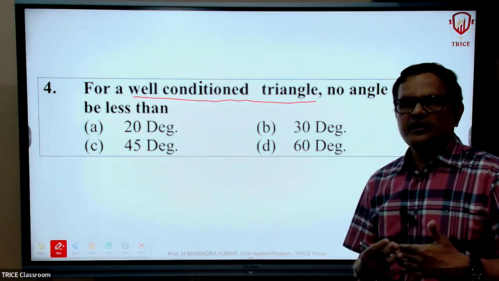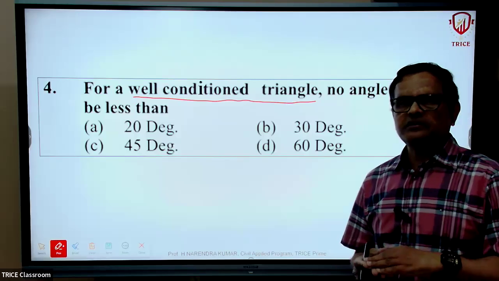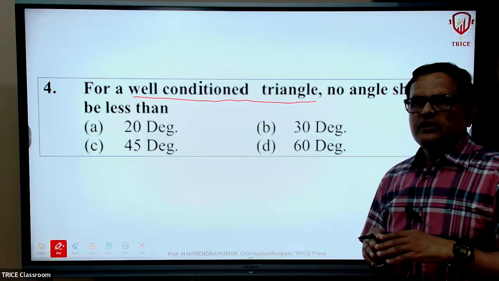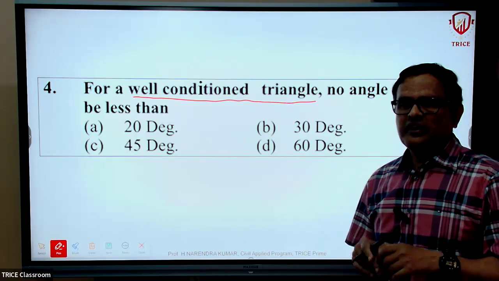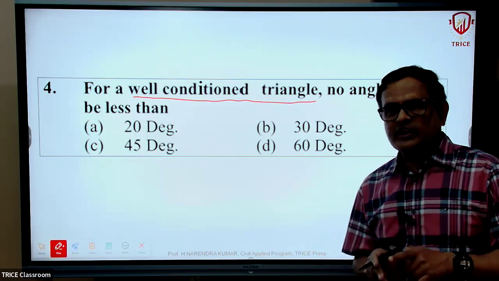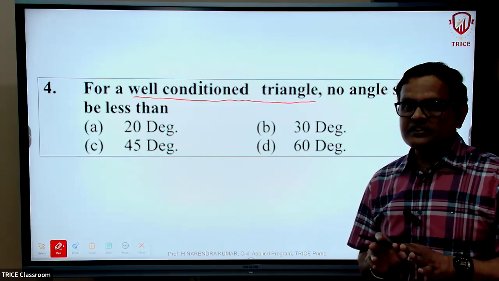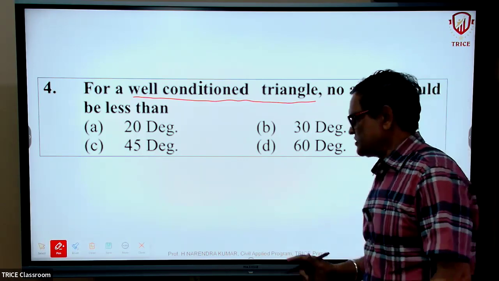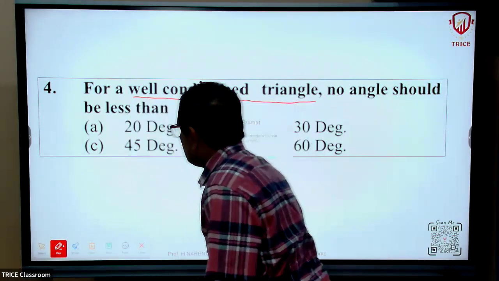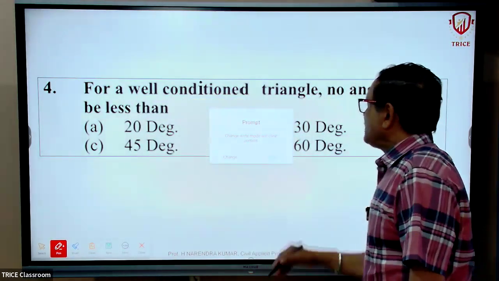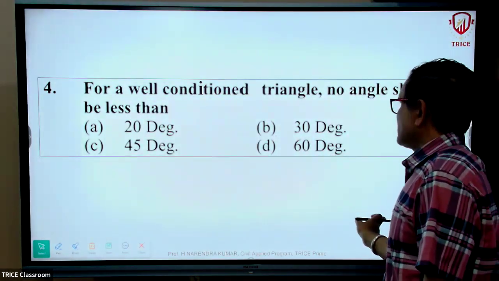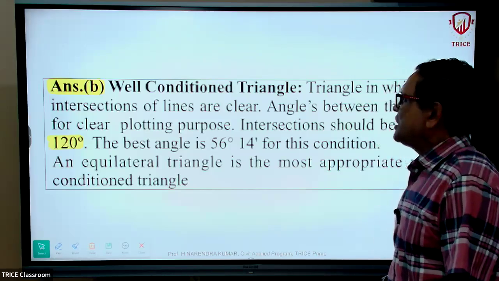There are two types of triangles as per surveying, ill-conditioned and well-conditioned, based on the angles. As I said earlier, once again I repeat, well-conditioned triangles are those in which the angles are not less than 30 degrees and not greater than 120 degrees. This is the explanation for a well-conditioned triangle, so you will get the answer here itself. Let me go to the answer slide.